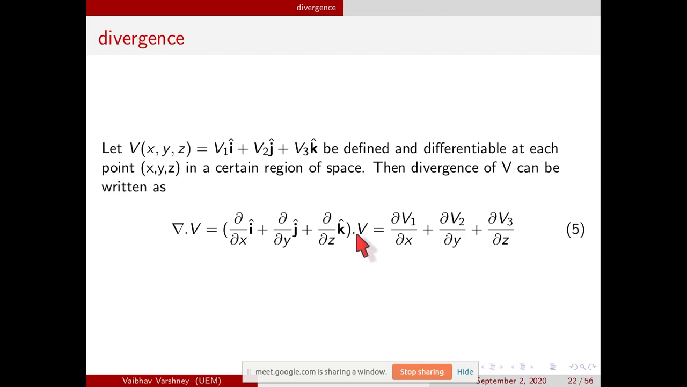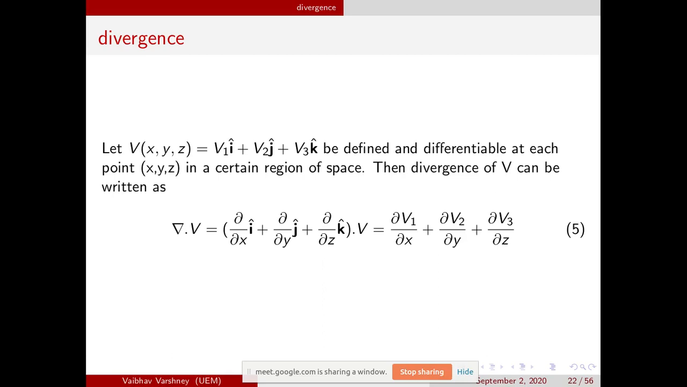And we already know that when we do the dot product, only the same components multiply, meaning i dot i is 1, j dot j is 1, k dot k is 1 and i dot j is 0. So when you do the dot product of del with v, del by del x comes only with v1, del by del y comes only with v2, and del by del z comes only with v3, like this. Any problem till equation 5?